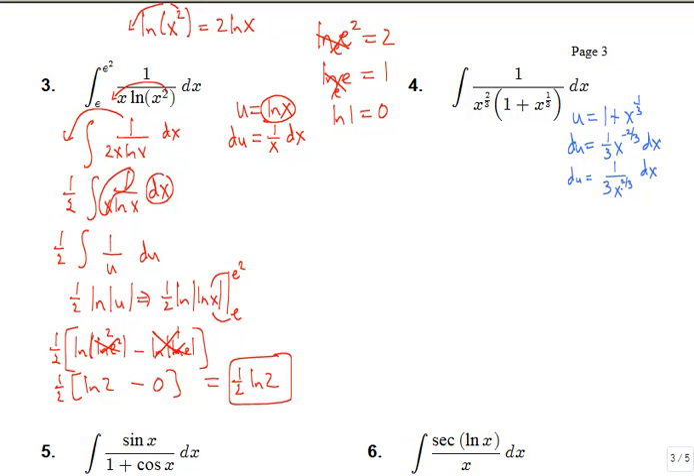1 over x to the 2/3 is what I have right here, and there's my dx. So I have this part of it. I just don't have that 3 in the bottom. So multiply that 3 to the other side, and we get 3 du will replace the 1 over x to the 2/3 dx. So these two pieces become 3 du.